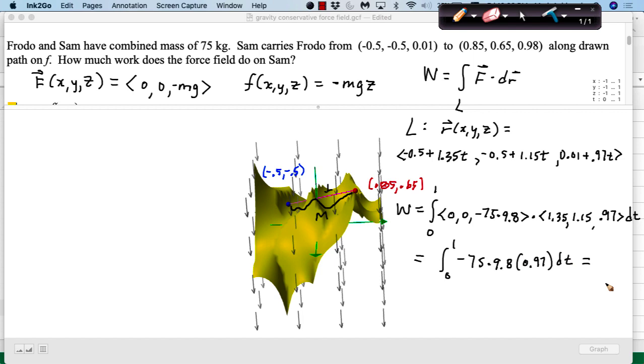Almost there. Okay, so what's this super easy integral? The antiderivative is that number times t, from 0 to 1. When you plug in 0, you do get 0, so we just plug in 1 for t and we get that number. So what is negative 75 times 9.8 times 0.97? Now something's wrong here.